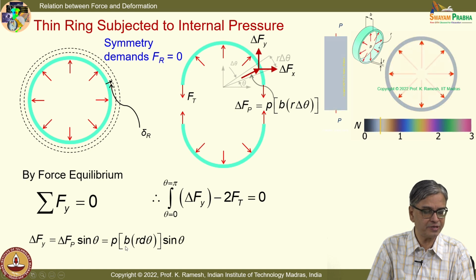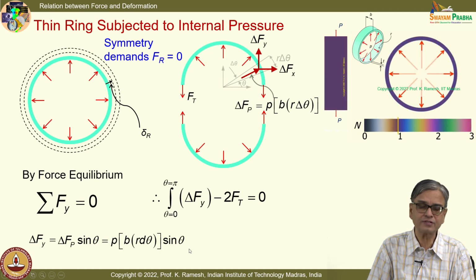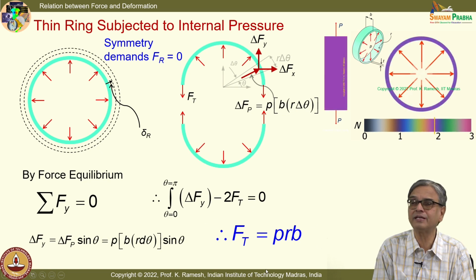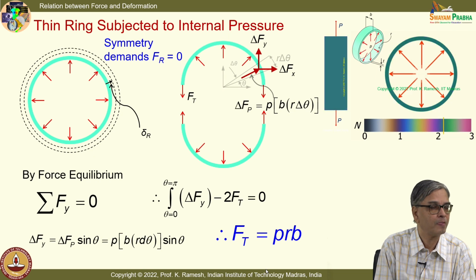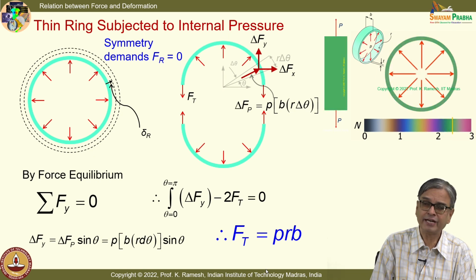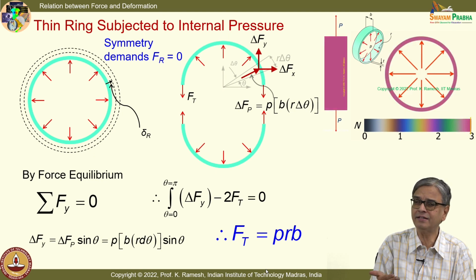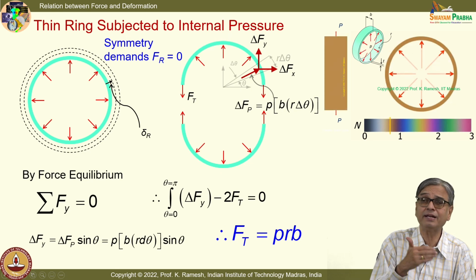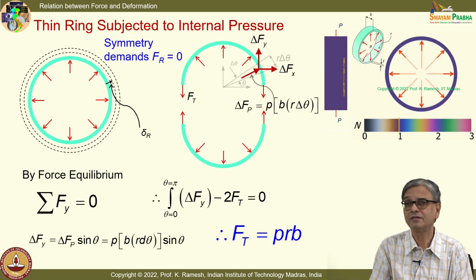So, I get this as P multiplied by B into r d theta into sin theta, and you can easily do the integration. I get minus cos theta, and putting the limits, I get the famous expression Ft equal to PRB. In fact, people find out the stress. I can also find out the stress. Stress is nothing but force divided by area. Here, if I have the thickness as T, I will divide it by B into T. So, I will have this as PR by T, and PR by T is a very famous expression.